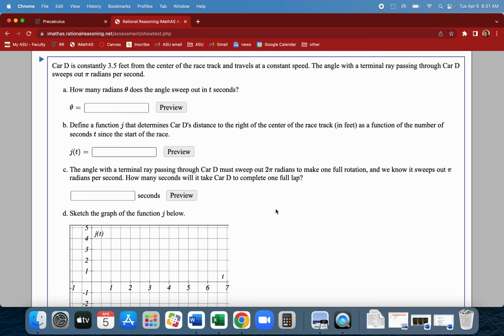So same sorts of questions. How many radians does it sweep out in t seconds? Write a function for its distance to the right of the center. How long does it take to complete one full lap? And then there's sketch a picture. Well, sketch with your computer.